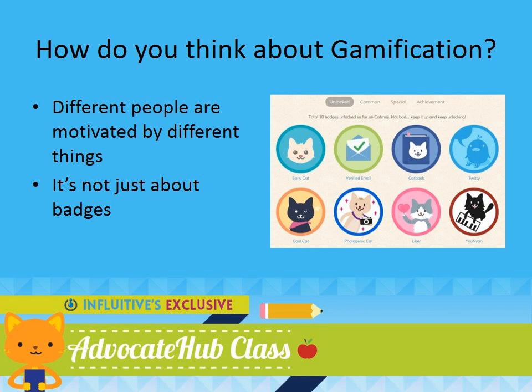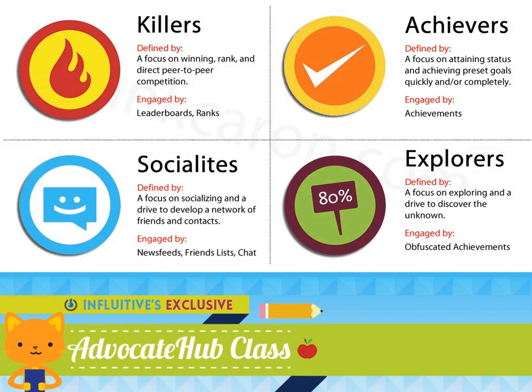It's not just about pretty shiny badges. There's lots of principles to it. But the first thing to really understand is that different people are motivated by different things. So you might be sitting here thinking, oh, I don't really care about the gamification sense of my AdvocateHub. I don't really care about badges. Badges don't motivate me. Why would they motivate anybody else? And what you have to understand is that there are different people out there that are motivated by totally different things. And this little lovely chart here kind of highlights that perfectly.